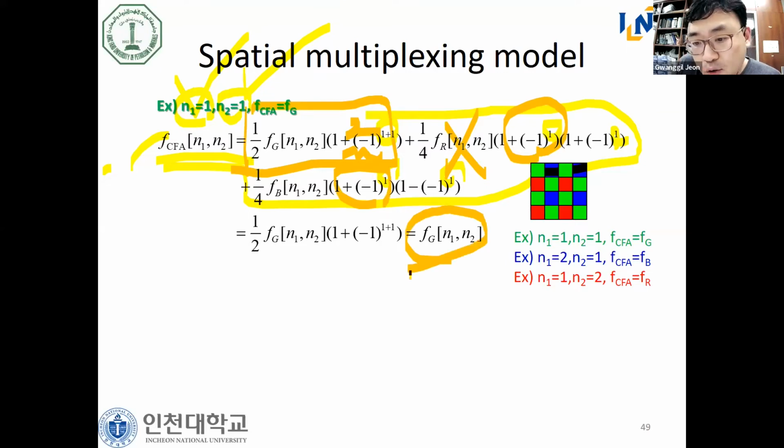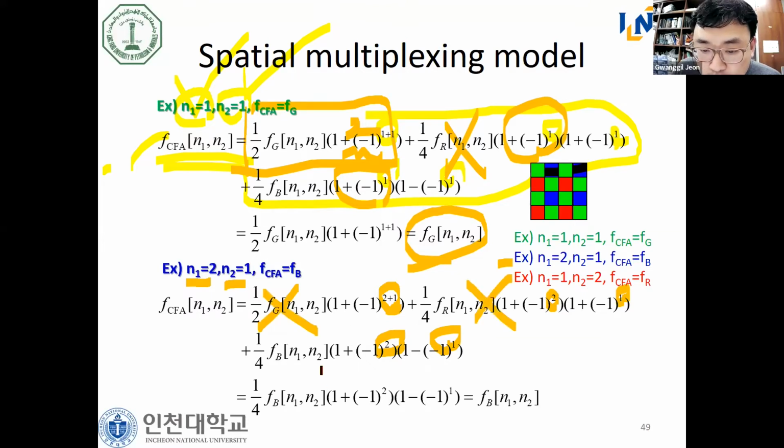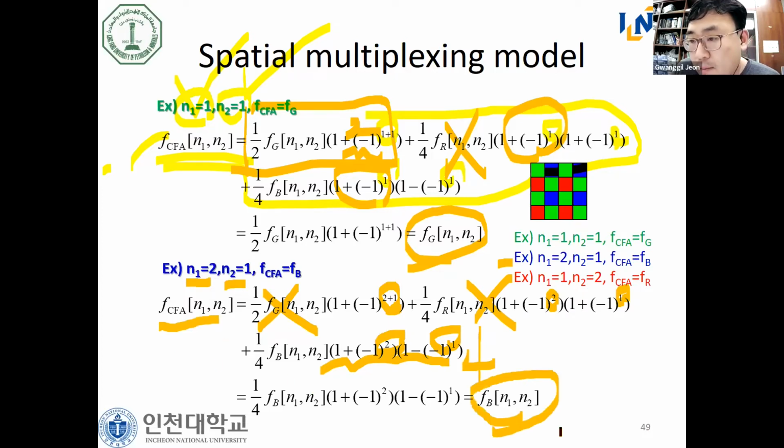In the same manner, you can do it with the blue component. In this case, N1 is 2 and N2 is 1. So you replace N1 with 2 and N2 with 1, and eventually the green component will be 0 and this component will be 4. So eventually you find that in the CFA only the blue component remains. In the same manner, you can do the red.